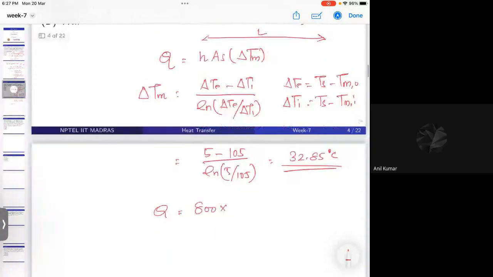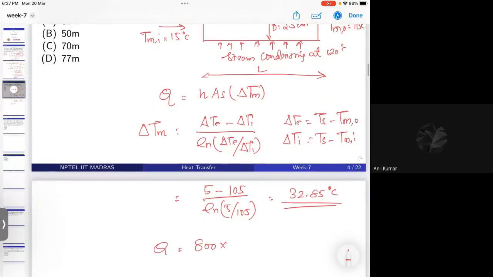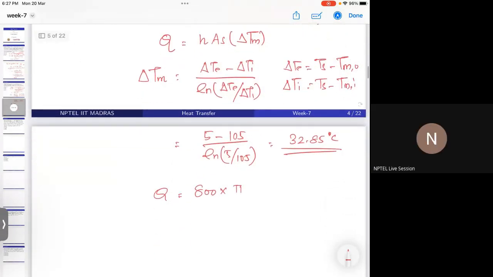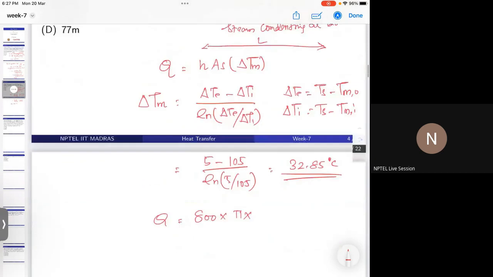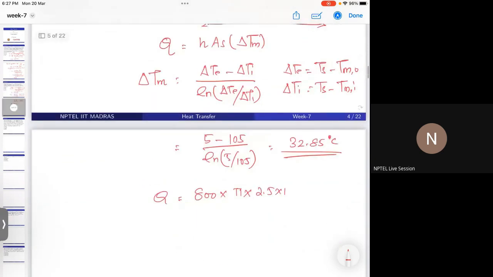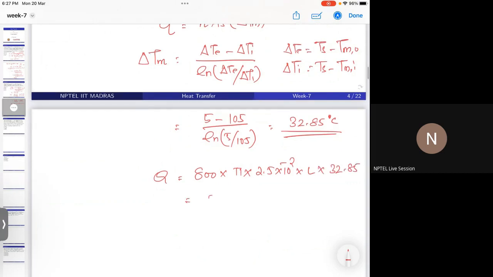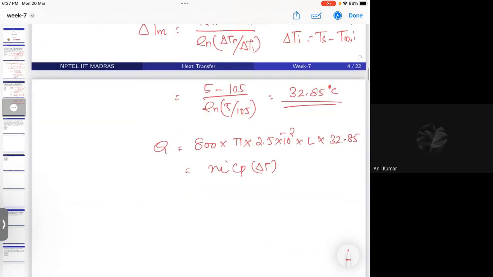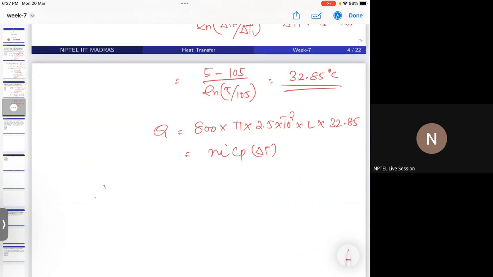Yes, sir. What is the surface area? Pi D L. Pi into D, D is given. How much? 2.5. L is what we need to find out. And LMTD is 32.85. So this should be equal to m Cp dT, right? Yes, sir. So can you please calculate what is L? That is m Cp dT divided by h pi D.